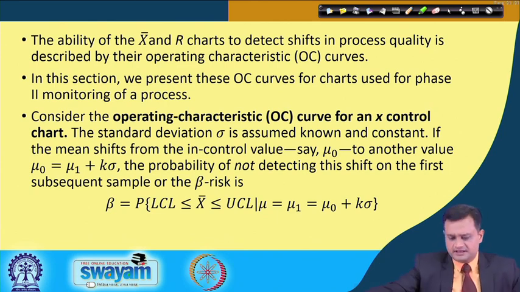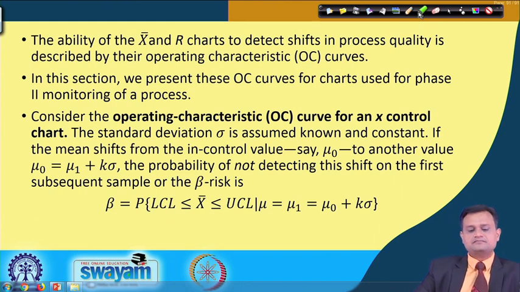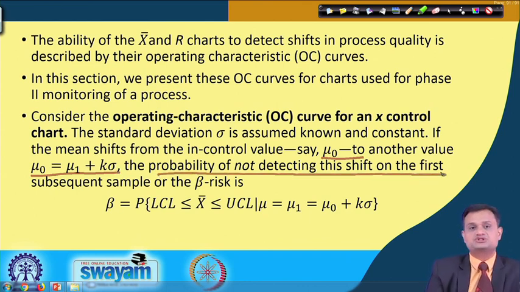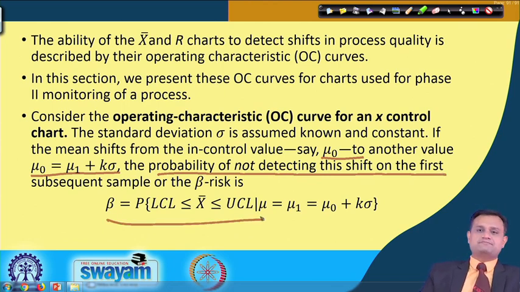So now I have beta, that is type 2 error, and let us say mu 0 is shifted to another value. Mu 1 is mu 0 plus k sigma. The probability of not detecting this shift is basically the beta risk. So what is type 2 error?